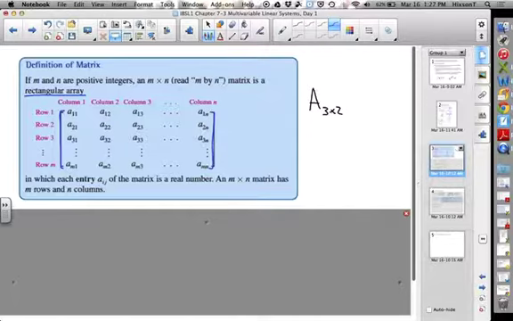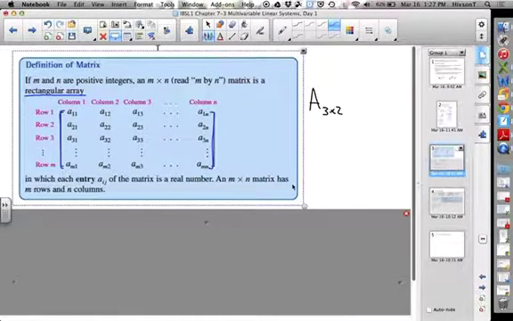But another thing I want you to pick up on now, even though we won't use it as much until the next section, is an M by N matrix.